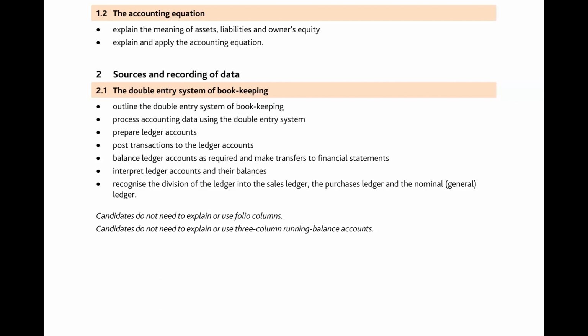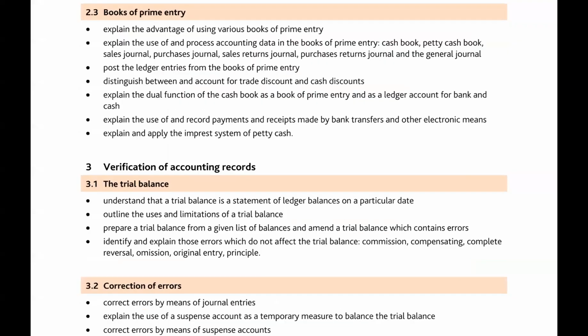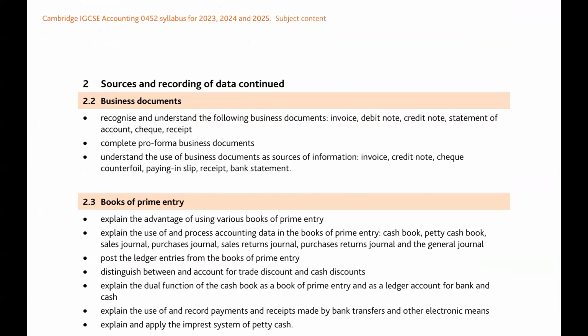We'll discuss the process of accounting data using the double entry system and prepare the ledger accounts. Then we'll show you how to post the transactions to the ledger accounts and how to balance off the ledger accounts. Then we'll show you how to extract the trial balance at the end of it all.